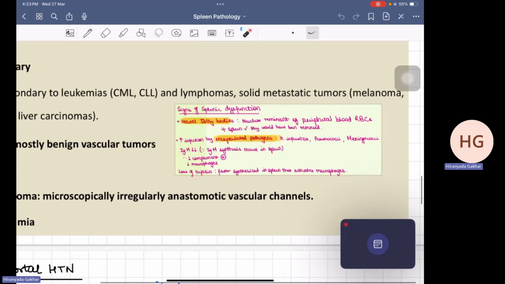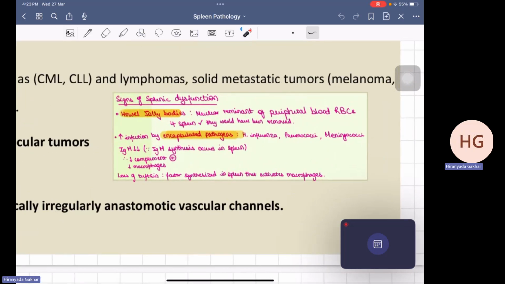Before I end this lecture, there are two important points that I'd like you to note. These are the points which tell us about the signs of splenic dysfunction. So whenever a patient presents with splenic dysfunction, what do you see? First of all, we see the Howell Jolly bodies. These are essentially RBCs which have nuclear remnants in them. So in a peripheral blood smear, you would see RBCs with small nuclear remnants within them.